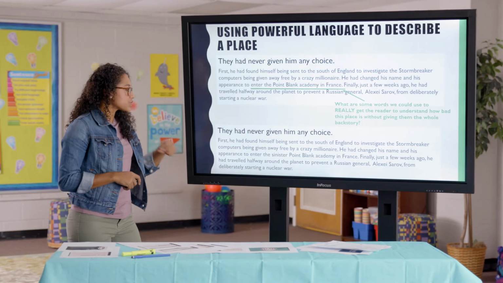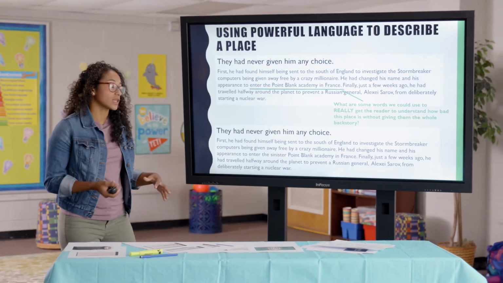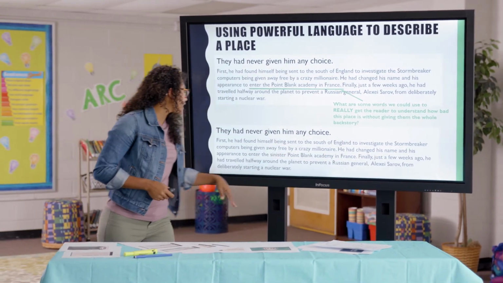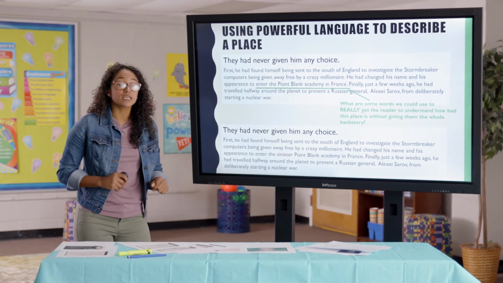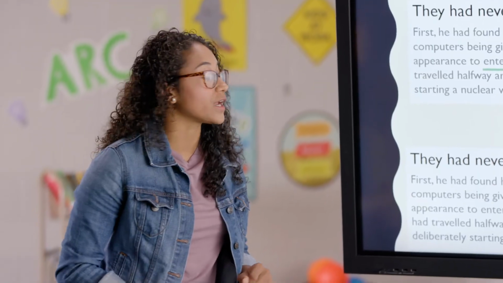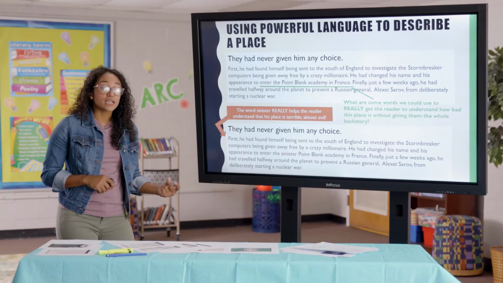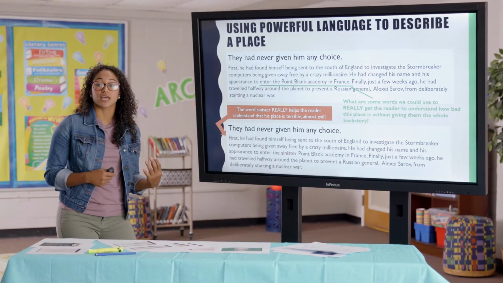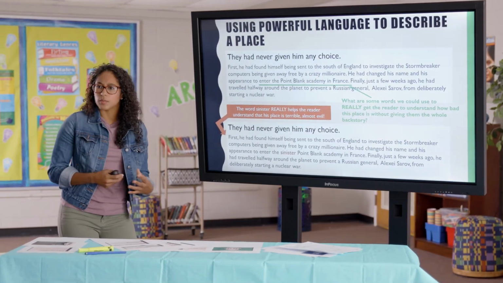So he inserted it into his story, and it looks something like this. He had changed his name and his appearance to enter the sinister Point Blank Academy in France. And this word, sinister, really helps the reader understand that this is a terrible, almost evil place.